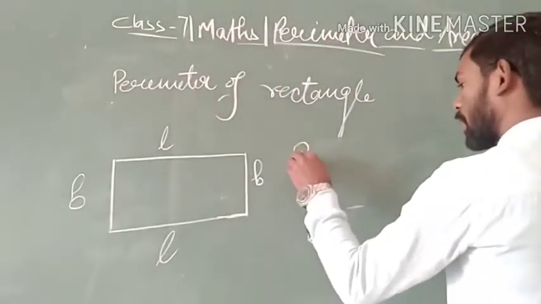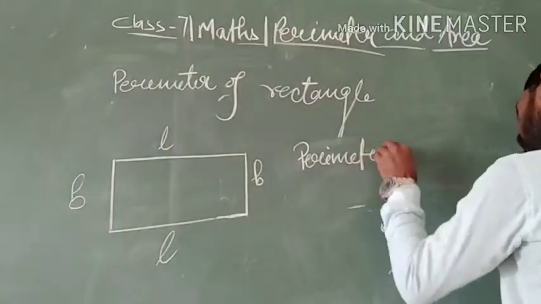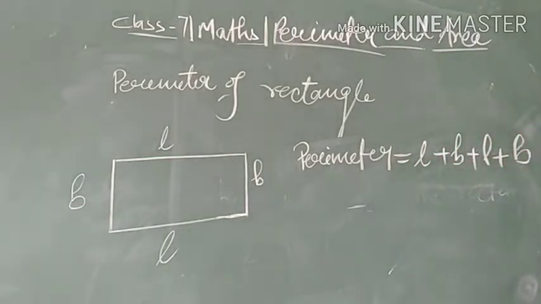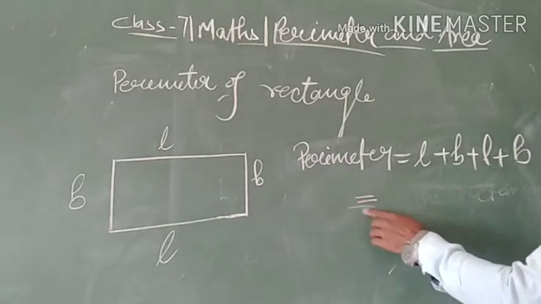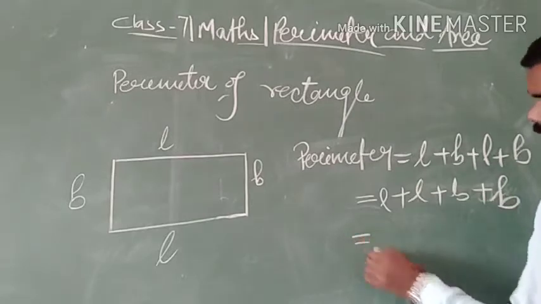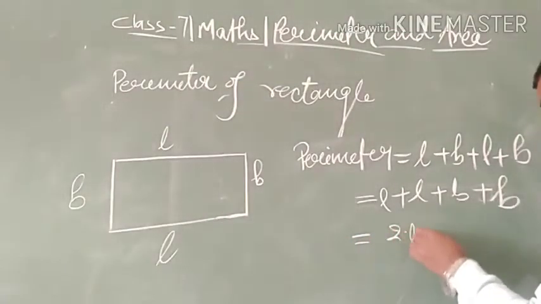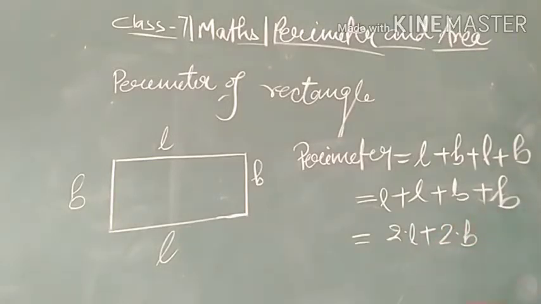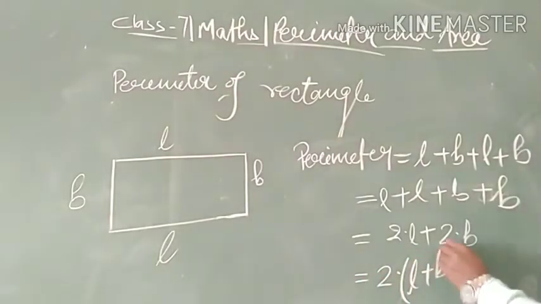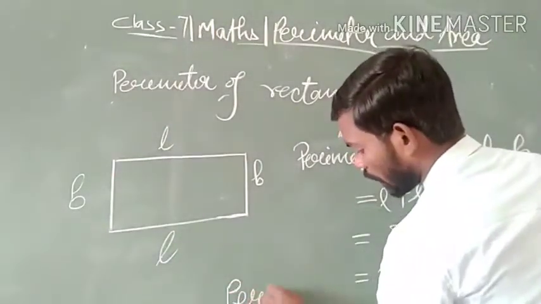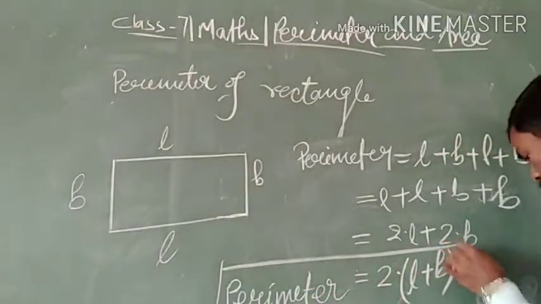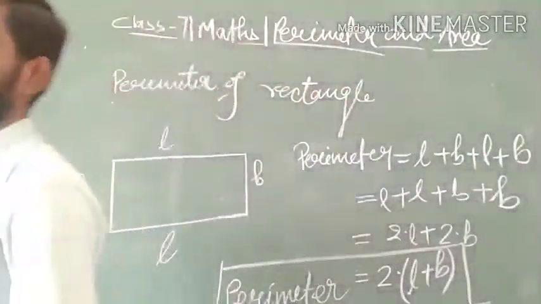Now its perimeter will be equal to L plus B plus L plus B. It can also be written as L plus L plus B plus B, or it can also be written as 2 into L plus 2 into B. Now taking 2 common, we get 2 into (L plus B), which will be the required perimeter of a rectangle. So this will be the formula for finding the perimeter of a rectangle.